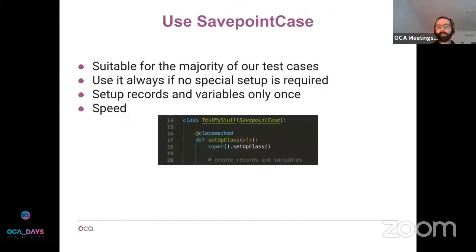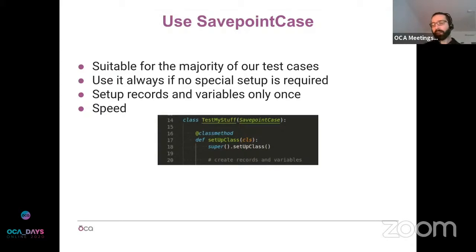So the first recommendation is: use SavepointCase. It's suitable for the majority of our test cases. Probably 95 or 98% of the test suites that I see in the OCA repositories can be rewritten with SavepointCase. And this is because basically you set up all the records and the variables only once.